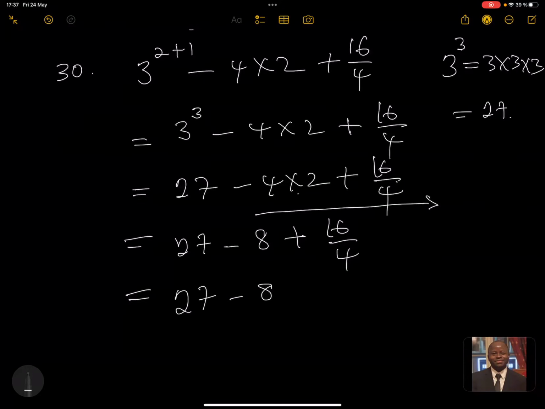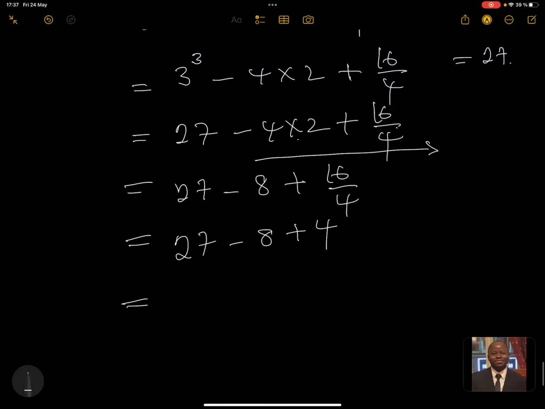27 minus 8 plus 16 divided by 4 is 4. Thank you. Now it has reduced to subtraction and addition. According to the rule of PEMDAS, subtraction and addition are on the same level. You give preference to the one you see when you are moving from left to right.